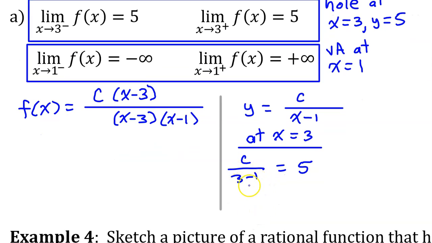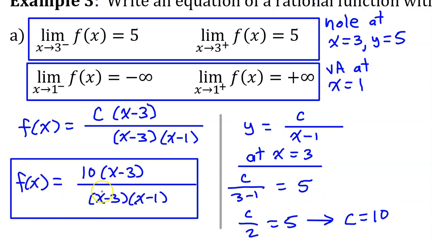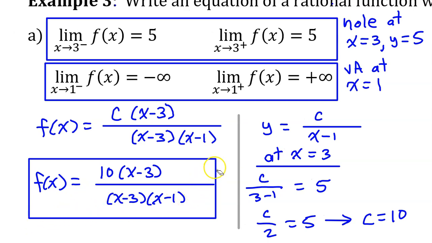3 minus 1 is 2, so this is c over 2 is equal to 5. And multiplying both sides by 2, we get c is equal to 10. All we have to do is plug this back in for c, and kabam, that'll be the answer. So this is the answer to part A. Wait, erase that box for a second.